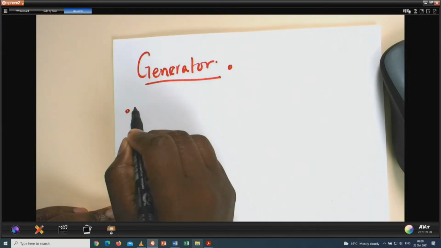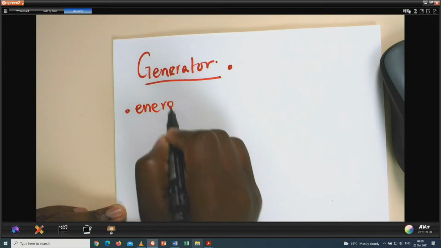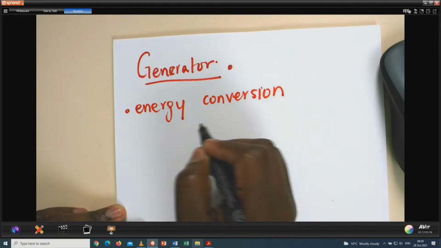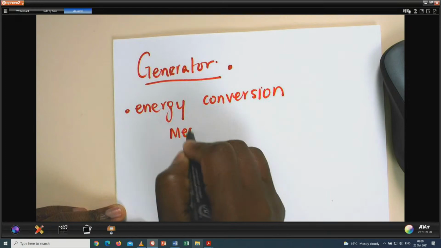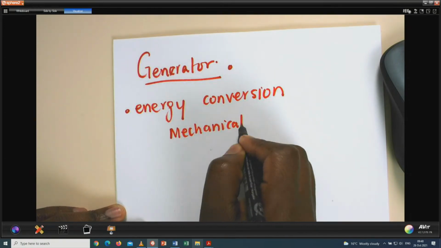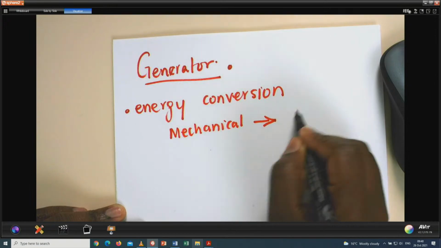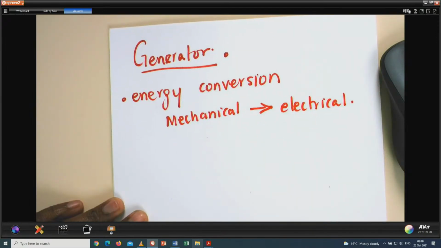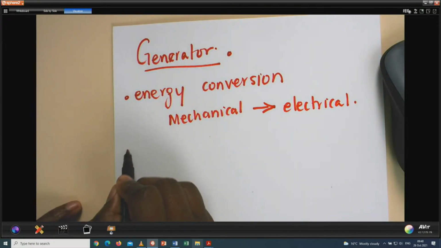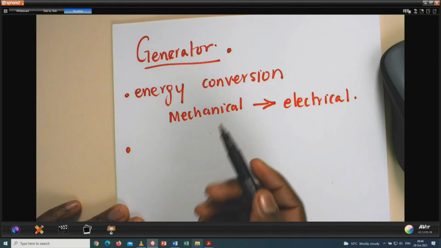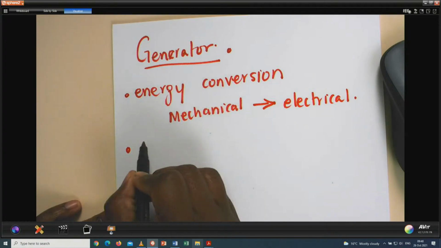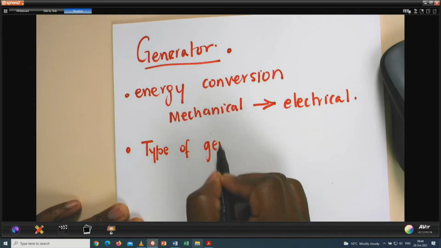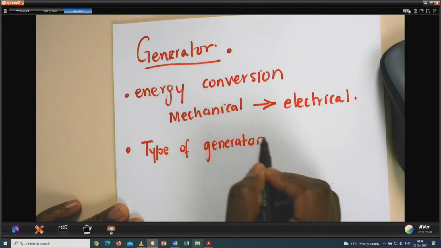So if you are having a generator, the first thing, what is the energy conversion? It is from mechanical energy to electrical energy. That is the first conversion. Then the second thing is this one. The type of generator. The type of generator.